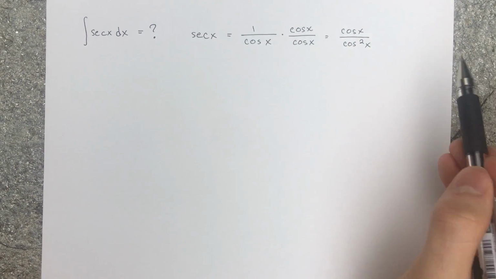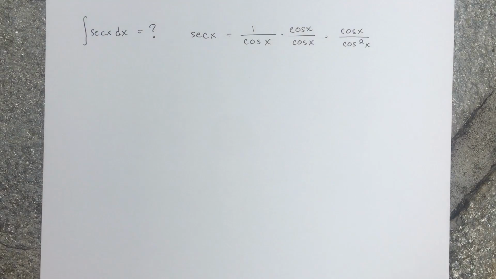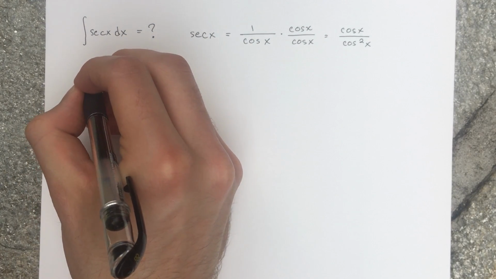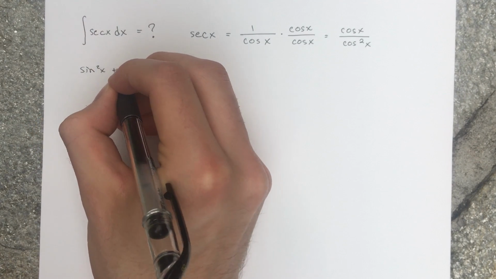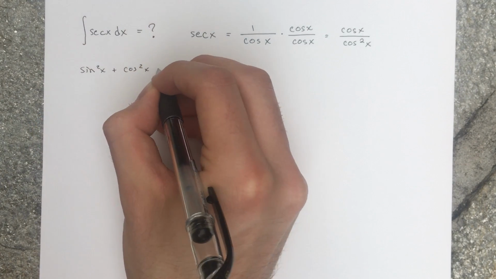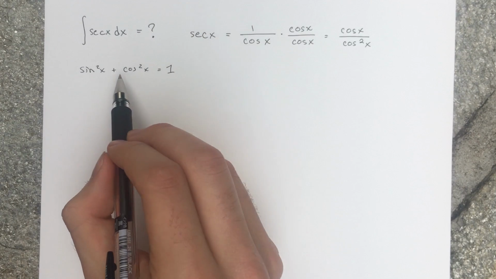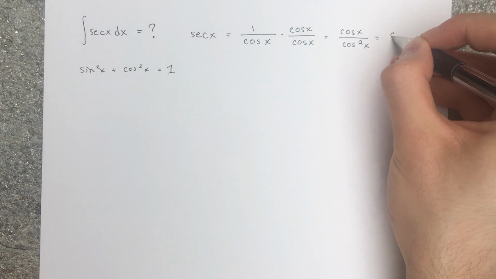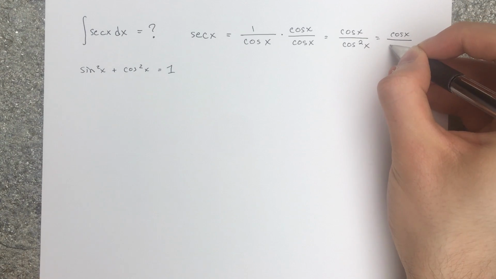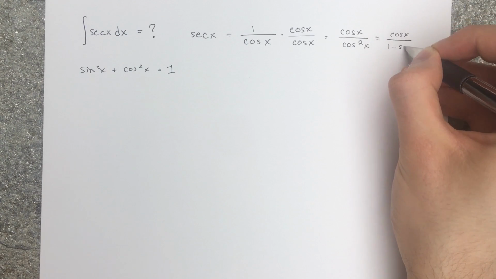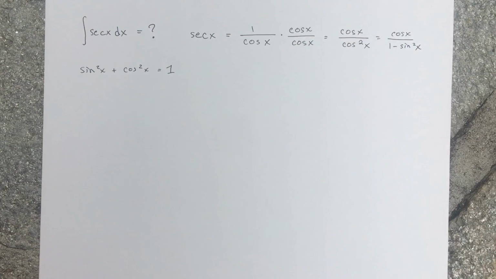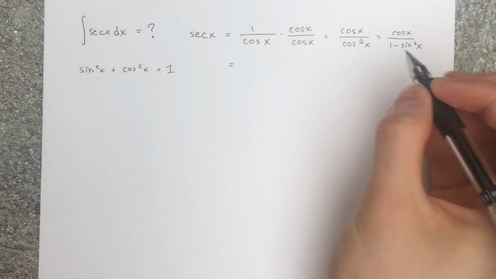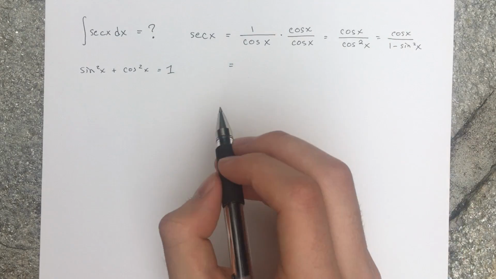And what is cosine squared x? Well, we know from the fundamental theorem of trigonometry that sine squared x plus cosine squared x equals 1. So then cosine squared x is nothing more than just 1 minus sine squared x. And then let's just factor this 1 minus sine squared x.